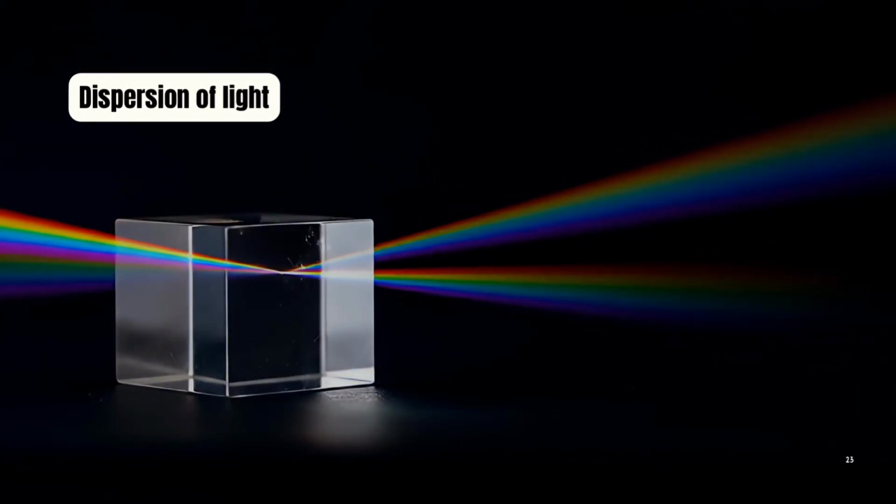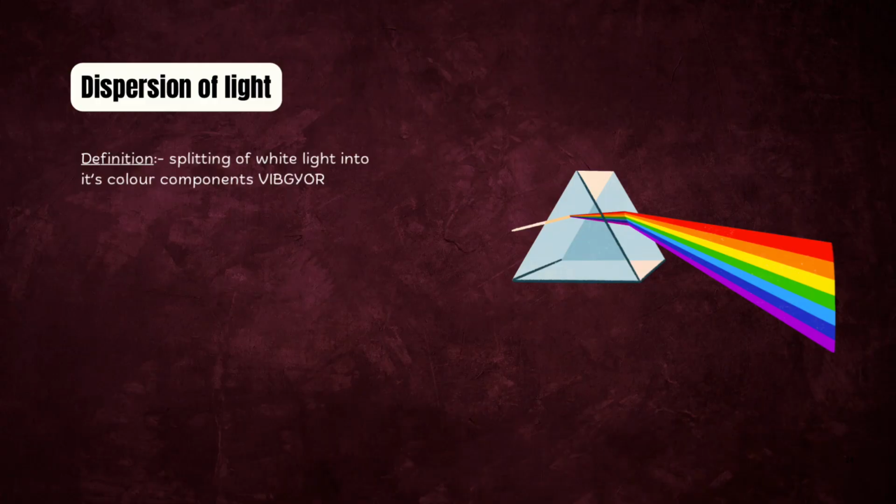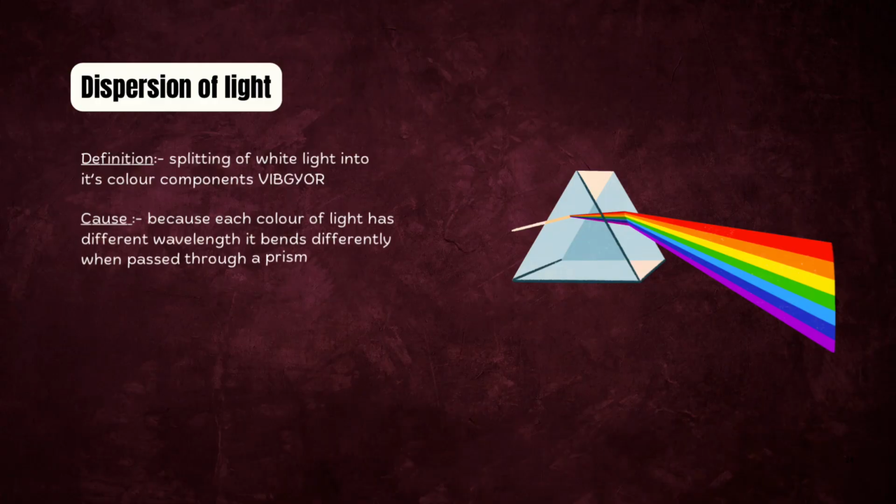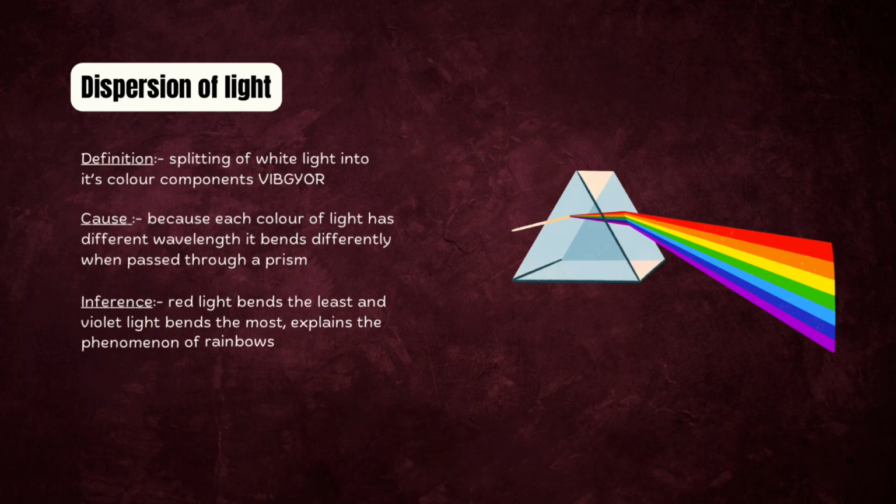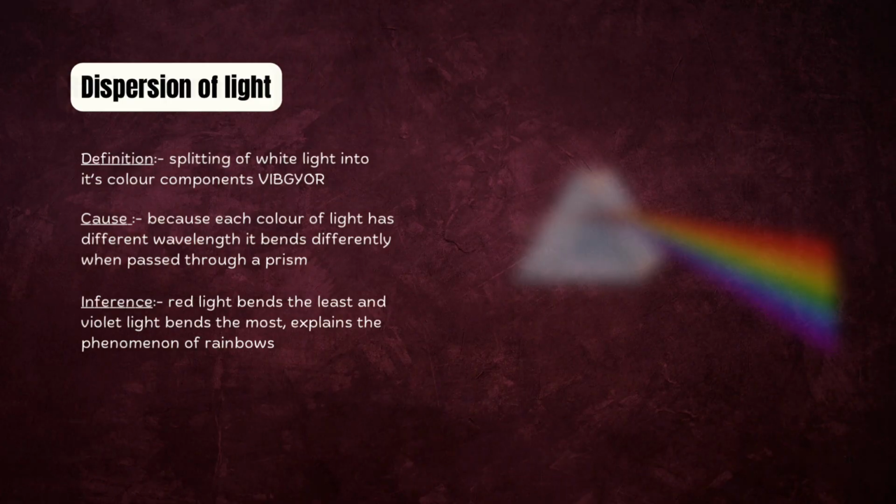Dispersion of light. Definition: splitting of white light into its color components. Cause: because each color of light has different wavelength, it bends differently when passing through the prism. Red light bends the least and violet light bends the most. This explains the phenomenon of rainbows.